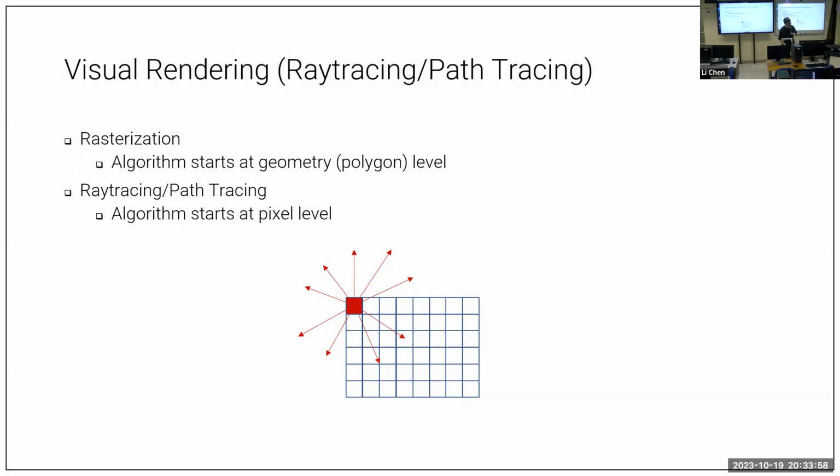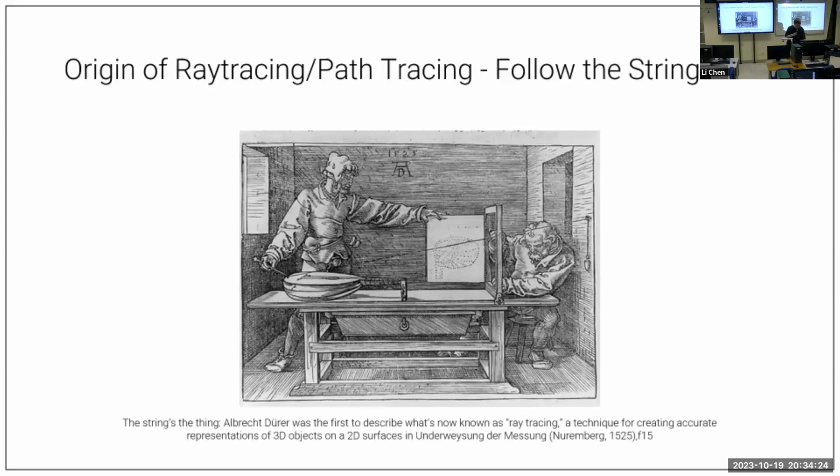The biggest difference between rasterization and ray tracing or path tracing is that the beginning of the algorithm is totally different. Rasterization begins at the geometry or polygon level, but ray tracing begins at the pixel level. So this is the earliest ray tracing. So this analogy again, how is it like?